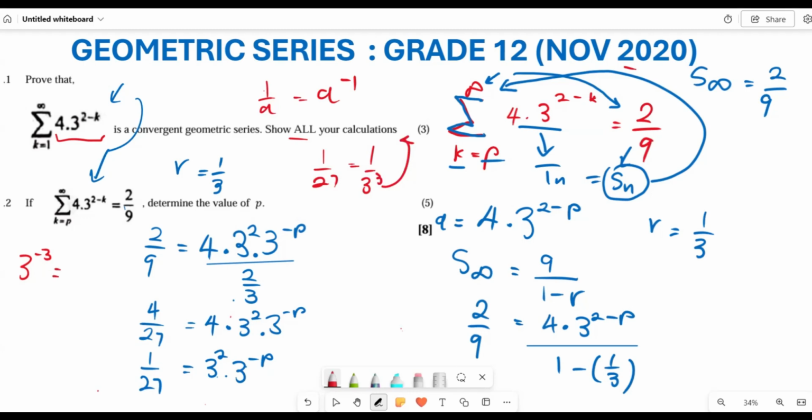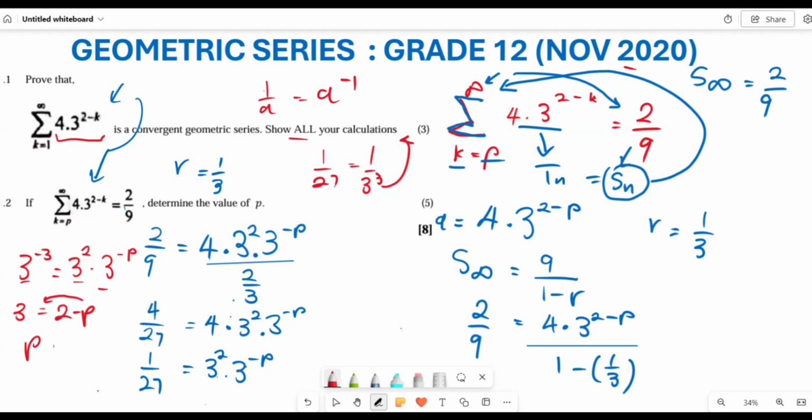And now from here, this is the same as 3 squared multiplied by 3 to the power of negative p. Now I can just drop all my bases. Because the bases are the same, this is the same as negative 3 equals 2 subtract p. Now I can find out what p is. I can transpose the p this side, and then transpose this one this side. Remember this was 2 minus p. If I transpose the p, this side becomes positive and this becomes negative.